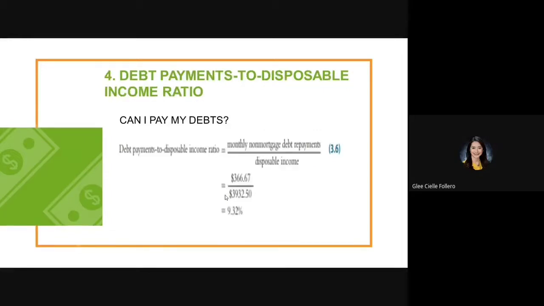Then the fourth financial ratio is the debt payments to disposable income ratio. Ito naman, it divides monthly disposable personal income. When you say monthly disposable personal income, this is not the gross income. Disposable income is the amount of your income remaining after taxes and withholding tax are deducted. So ito yung pinaka net pay or take home pay ninyo. So it estimates the funds available for debt repayment. It answers the question, can I pay my debts?